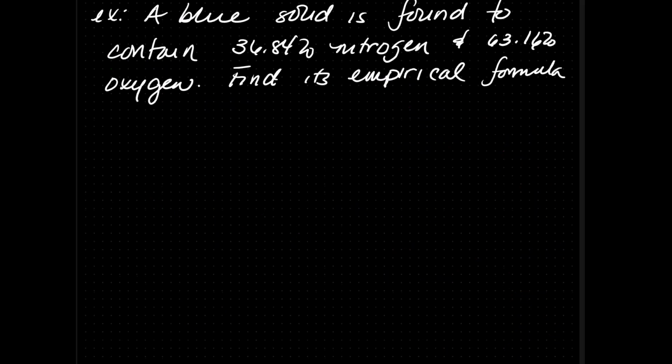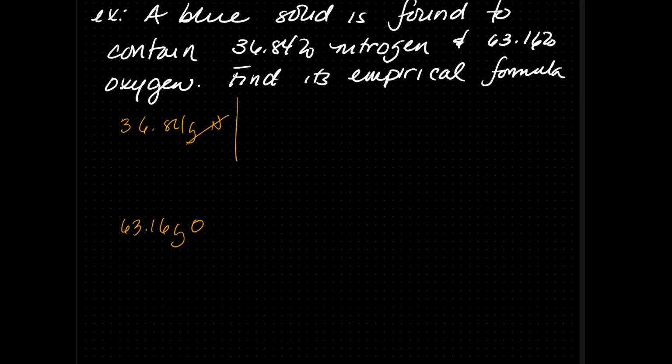So pause the video, solve this problem, and then check your answer. So here too, we have percent of nitrogen, and then we have a percentage of oxygen. So the first thing we're going to do is convert the percents to mass by changing the percent sign to gram. So I'm going to have 36.84 grams of nitrogen, and I'm going to have 63.16 grams of oxygen.